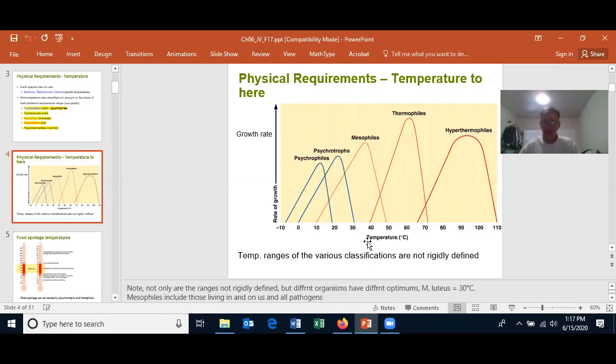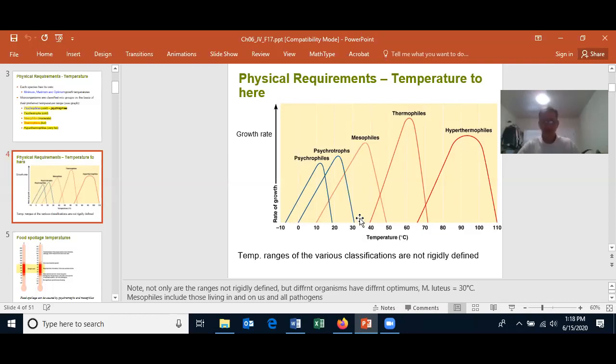The mesophiles are things that have an optimum growth temperature at 37 degrees Celsius. And what do we know that's 37 degrees Celsius? Come on, somebody's got to know. What's 37 degrees Celsius? The human body. Yeah, the human body. Inside the human body is 37 degrees Celsius. That's 98.6 degrees Fahrenheit. And all of the human pathogens are mesophiles.